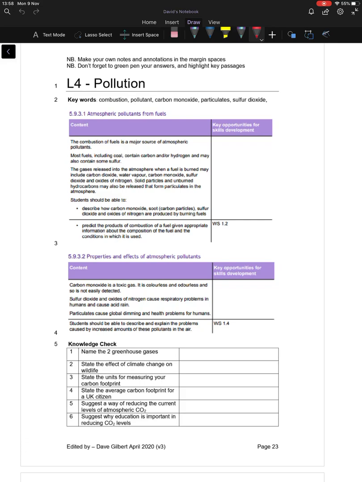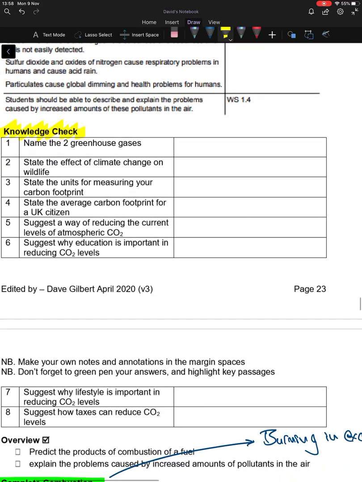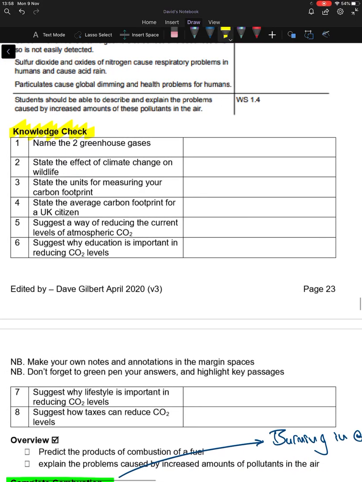So, as you'll see on page 23 of the booklet, if you can start by pausing the video and just simply reviewing the work from lesson 1 to 3 and having a look at the knowledge check questions that run from page 23 to page 24. If you pause the video now and have a go at those, then we'll review the answers in a moment where you can mark them correct or green pen them and change them as you need to. So pause the video now and have a go at that.